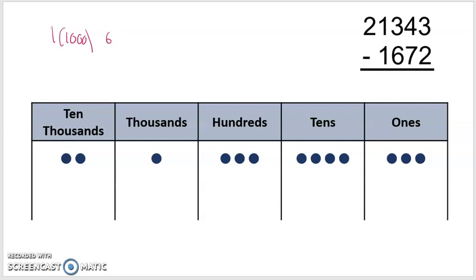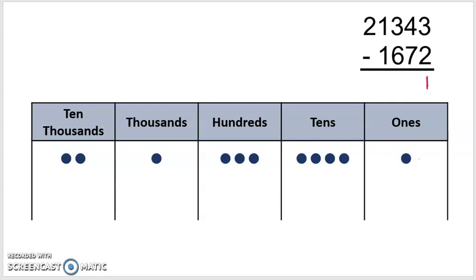6 hundreds, 7 tens, and 2 ones. All right, to start off, this is kind of nice, we don't need to exchange here, we can take away 2 ones from the 3 that are there. Just take those away, and you're left with 1 one.